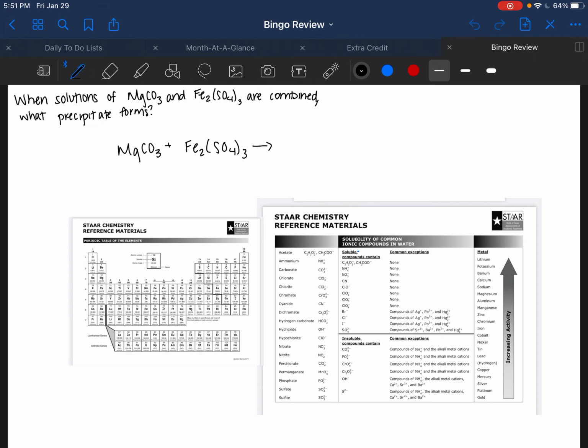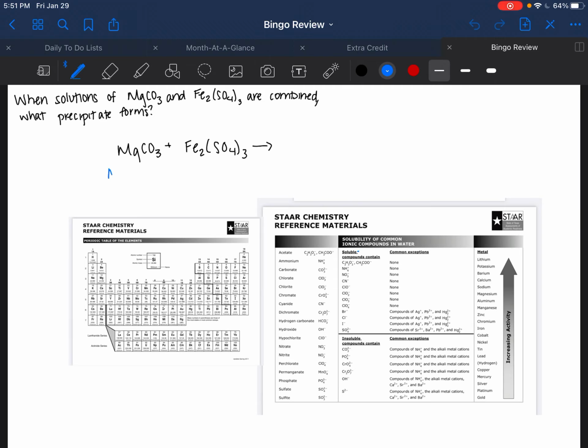So the question that was on the slideshow had said, when solutions of these two compounds are combined, what precipitate forms? So this is a precipitation reaction, as you might have guessed from the word precipitate. I went ahead and wrote out that part of the reaction that they already told us about. So I combined those two compounds, and then we're going to figure out what happens in that reaction, what is created. The first thing that I started by doing was I went ahead and wrote out my cations and anions so I can see how they will recombine.